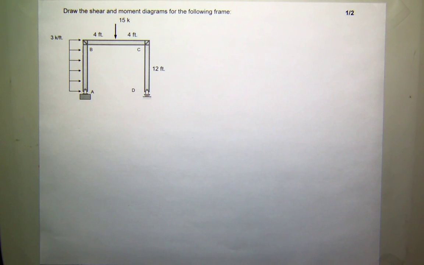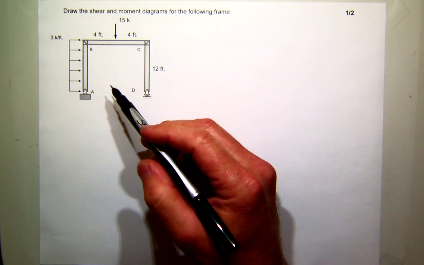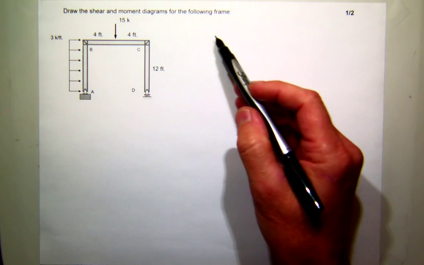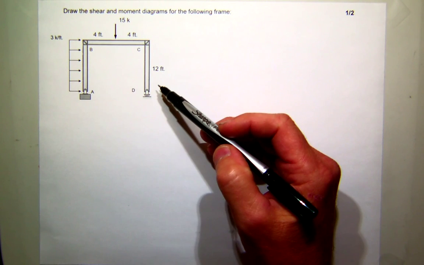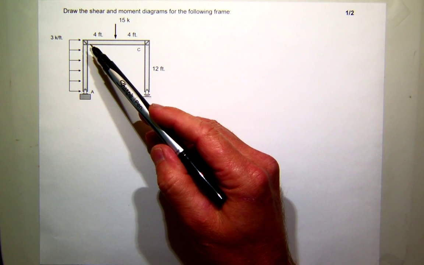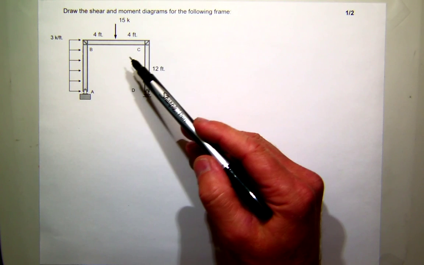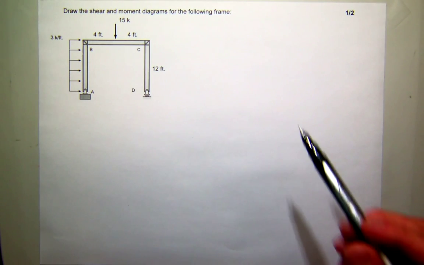Okay, here's a problem where we're asked to draw the shear force and bending moment diagram for the frame. So we've talked about these. The first thing I would suggest that we do is go ahead and find the reactions. I'm going to draw a quick free body diagram of the whole structure and find the reactions. And then the next step would be to take the frame apart at B and C and find those internal forces. And then once we have that information, we can draw the shear force and bending moment diagram.